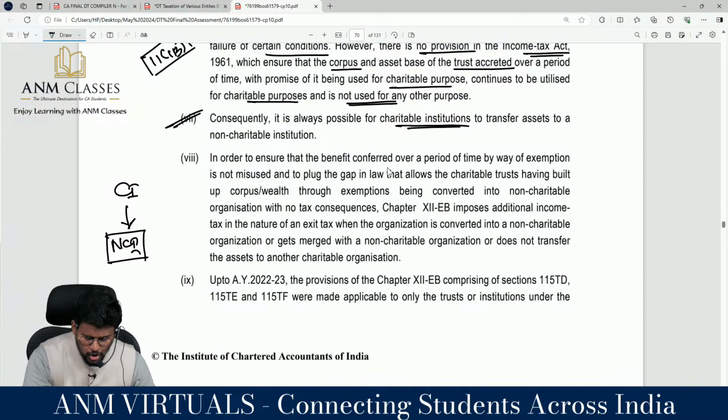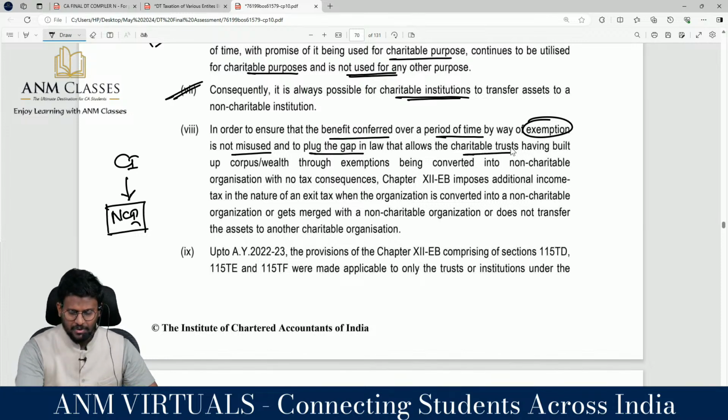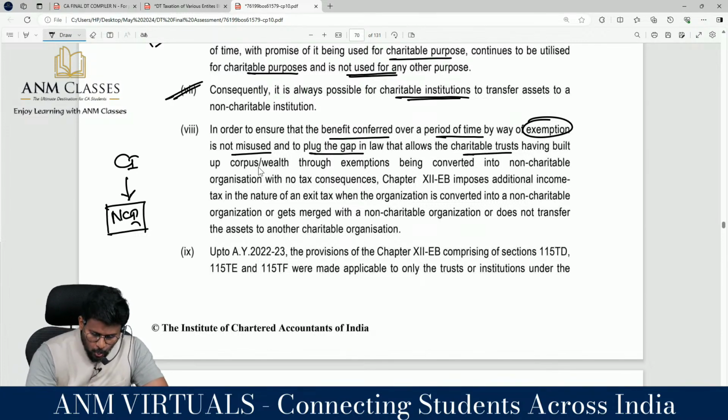So in order to ensure that the benefit conferred by way of exemption is not misused, and to plug the gap in law that allows a trust, having built up corpus or wealth through exemption, to be converted into an organization with no tax consequences, Chapter 12EB imposes an additional income tax in the nature of an exit tax.